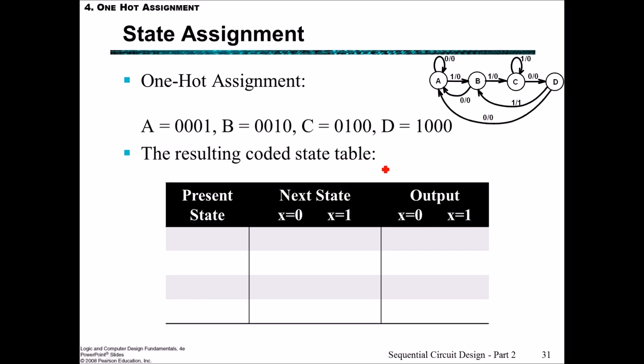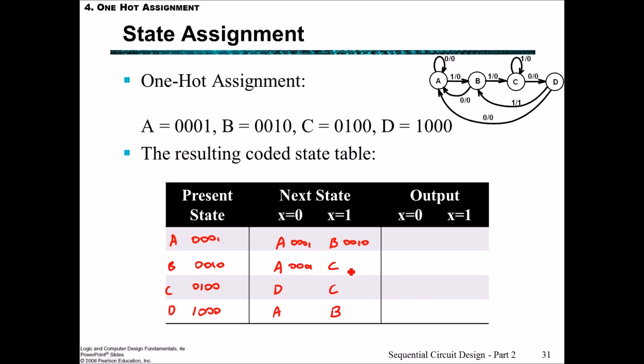And so based upon this state diagram, we have A, B, C, and D, and write these codes out. And then the next state from the state diagram: when the input is 0, A goes to A, B goes to A, C goes to D, and D goes to A. When there's a 1, A goes to B, B goes to C, C goes to C, and D goes to B. I won't worry about drawing out the output.